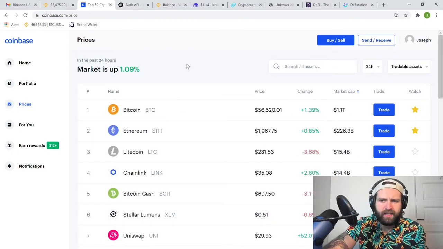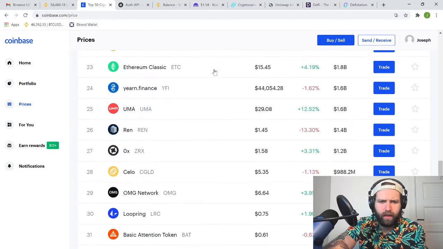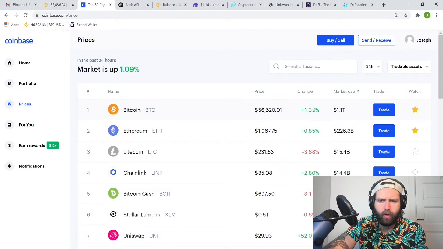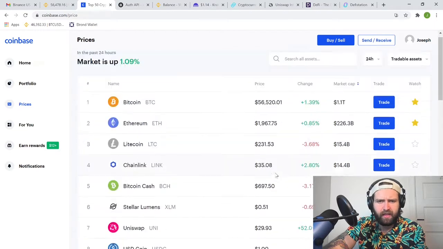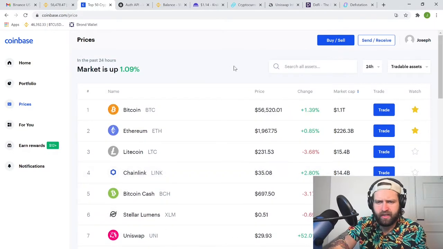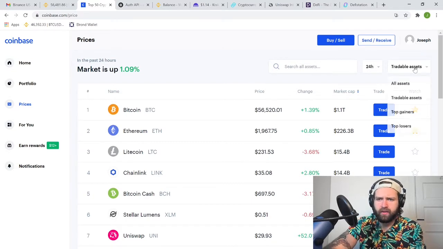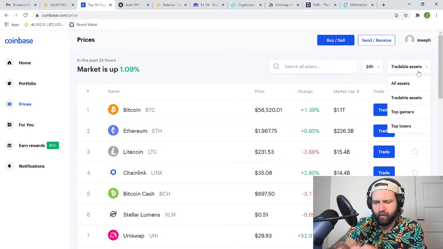There is a pricing tab. So this will break down everything within Coinbase and what their prices are currently at and if they are up or down for the day. So you'll be able to see the pricing changes as they go, to see where the movers are, if any certain altcoins are pumping or hurting. And you can switch this tab from tradable assets, which are the ones that are available on Coinbase.